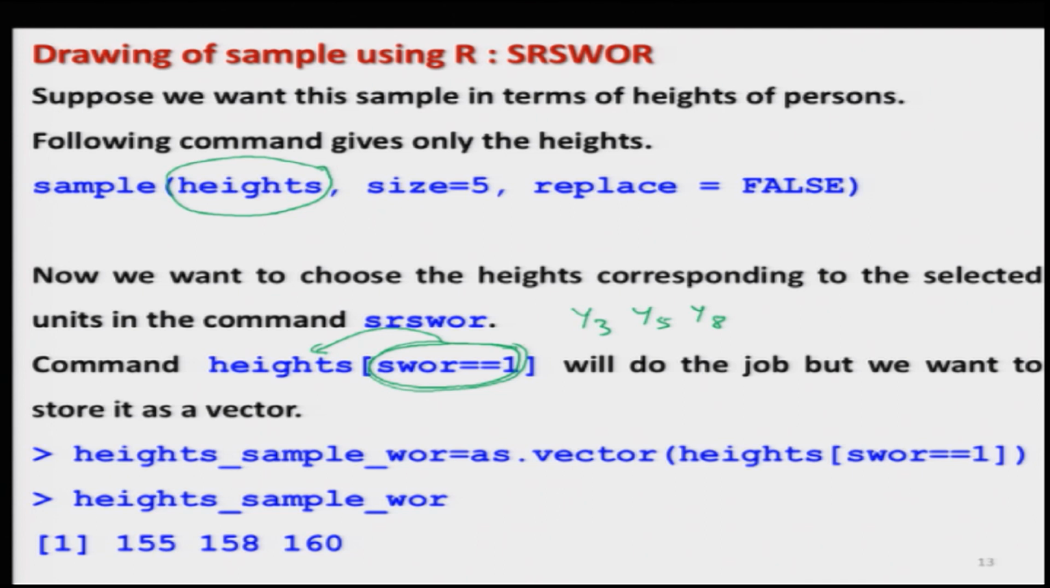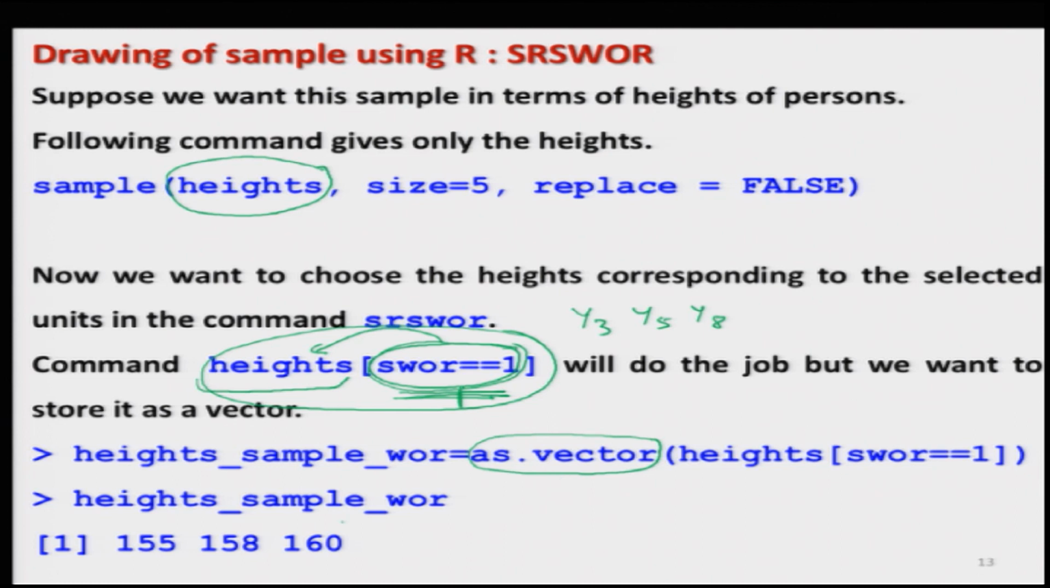So, in this case there are 3 values at 3rd, 5th and 8th position which are equal to 1 here. So, now the control will come to heights and it will find the heights of the 3rd, 5th and 8th observation. So, this command will give us the same outcome, but as I said earlier, we would like to store this outcome in the form of a vector. So, I am just using here as.vector to store the observation in a data vector.